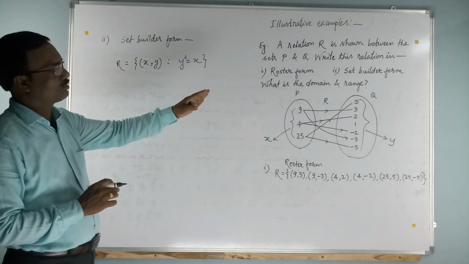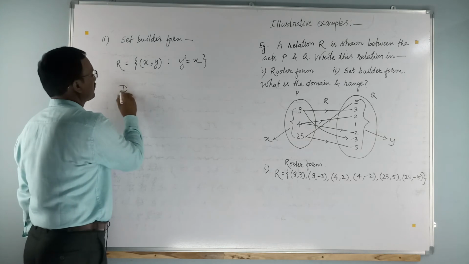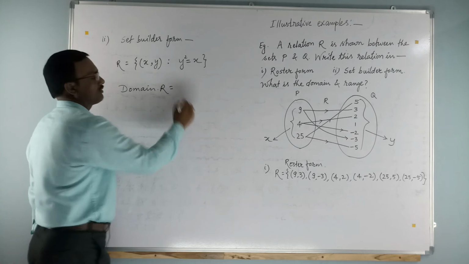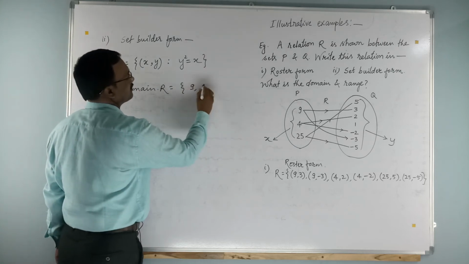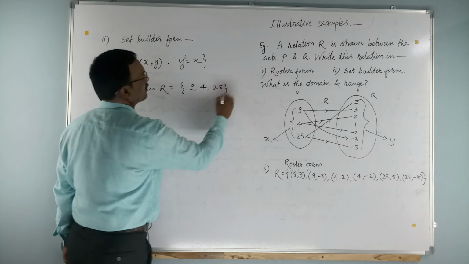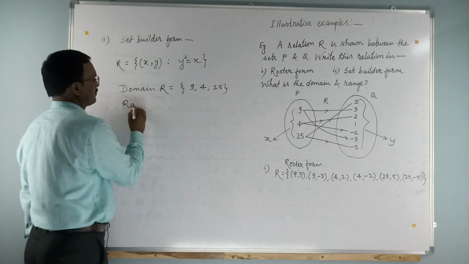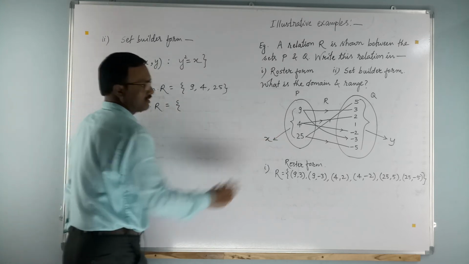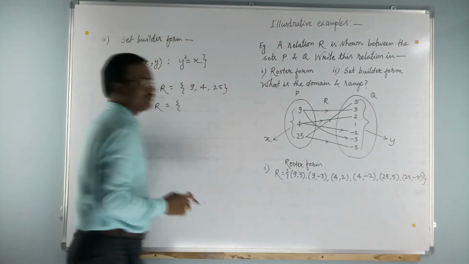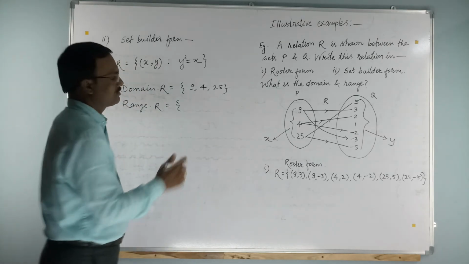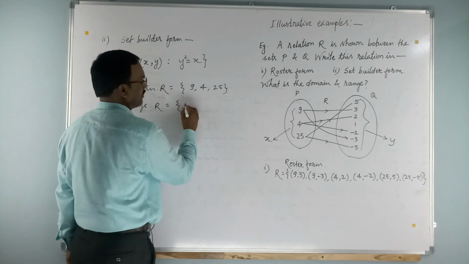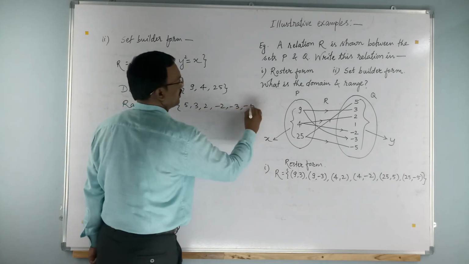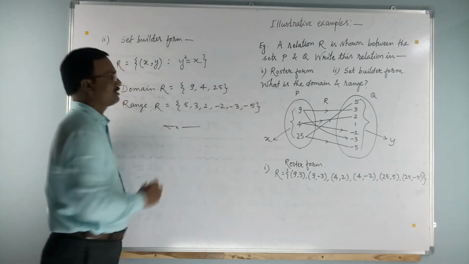Next we have to write down the domain and range of this. The domain of the relation R is the set of all first components, that is 9, 4 and 25, and the range of R is the set of all second components. See that the element 1 in the set Q is not associated anywhere, so we will not write that. So that will be 5, 3, 2, -2, -3 and -5. So this is the range.